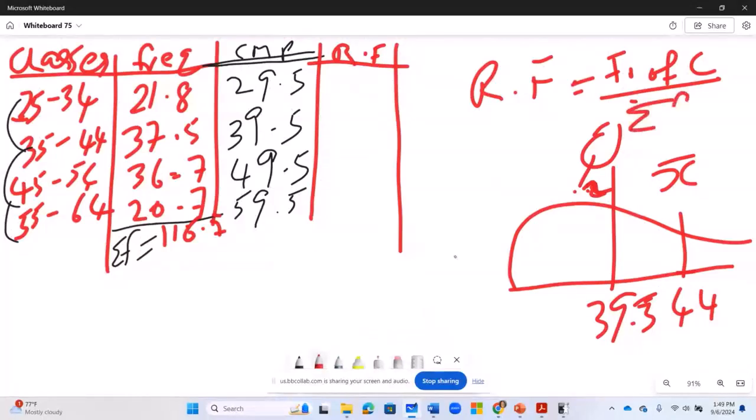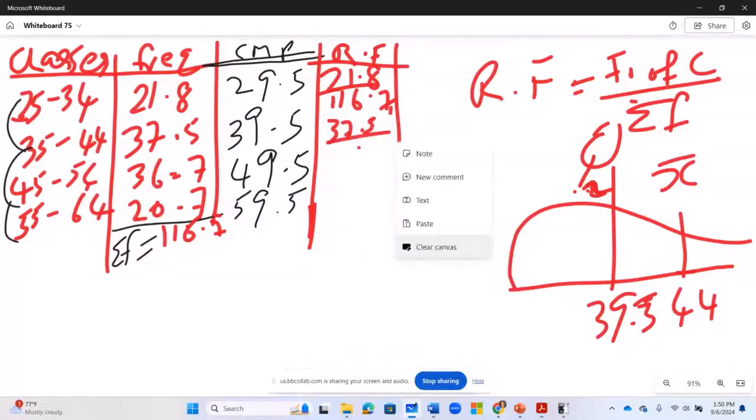Sigma frequency. All right. So here I have 21.8 divided by 116.7. Don't worry about simplifying it now. In fact, if you put it in your calculator like this, it will give you a decimal. The same here, I have 37.5 divided by total frequency, and so on. Remember that relative frequency cannot be more than 1. And I already said that relative frequency is the same as probability. So in unit 2, we shall call relative frequency probability.